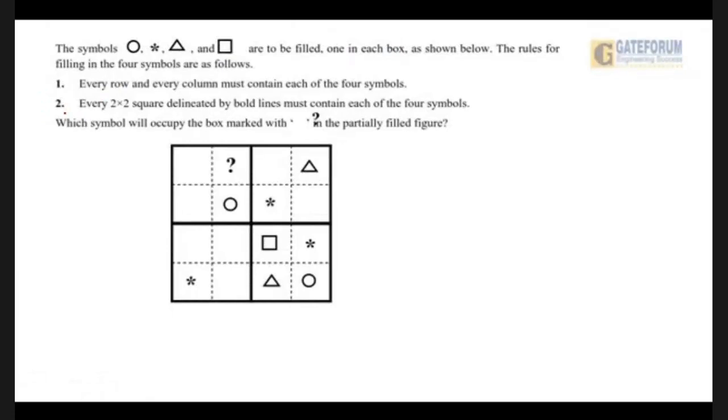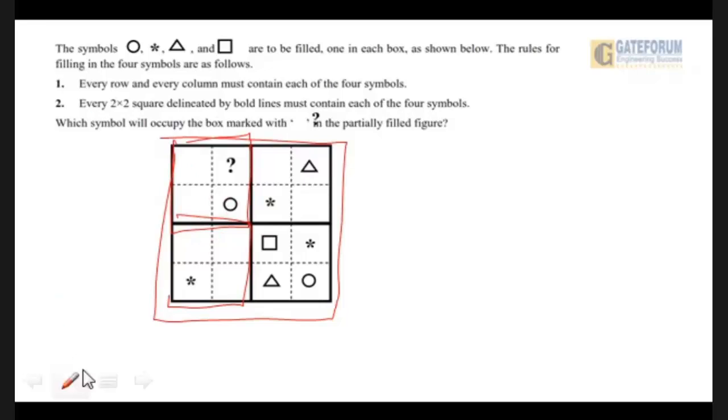These are those fanciful things. You can read them. The rules for filling: every row and every column must contain each of the 4 symbols. See that: circle, star, triangle, and square. And every 2 into 2 square delineated by bold lines. This is the main one, but then it is delineated by bold lines. So every square must contain each of the 4 symbols.